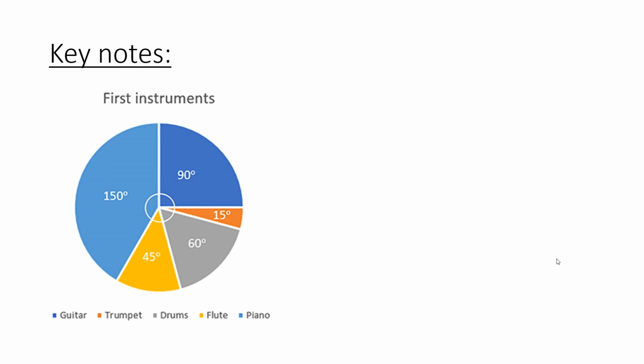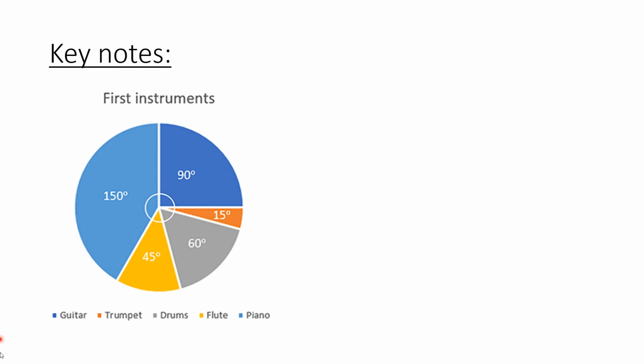So just have a look at this pie chart. It just refers to first instruments played. So we've got 5 different instruments. They're represented by different colours on our pie chart. We've got guitar, trumpet, drum, flute and piano. And you'll notice that they are measured in degrees.